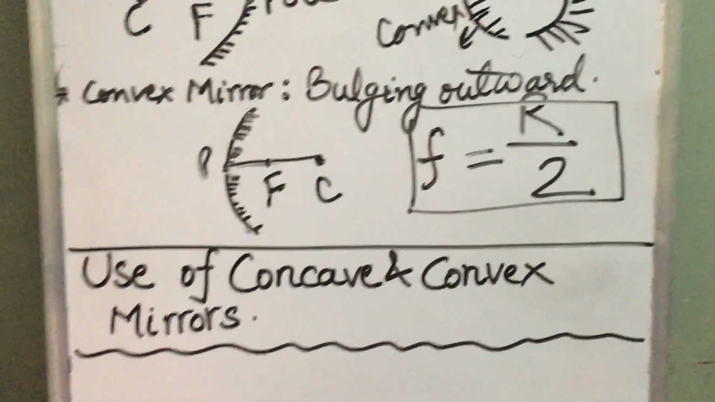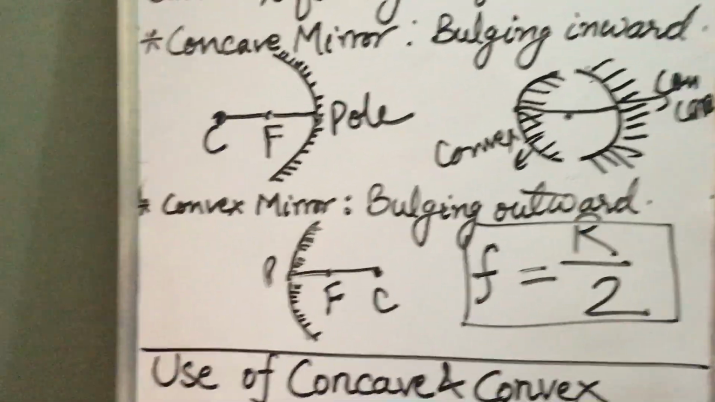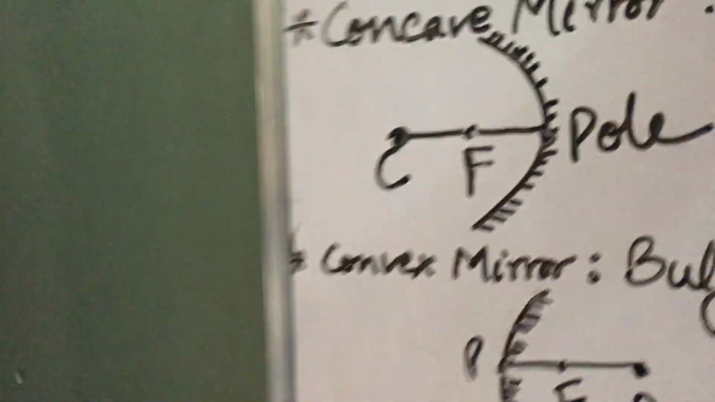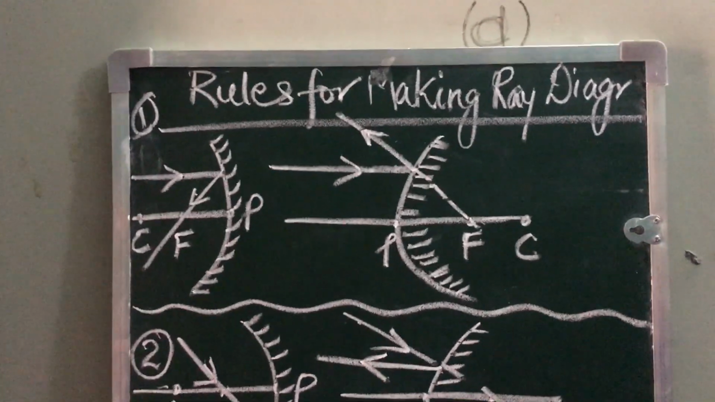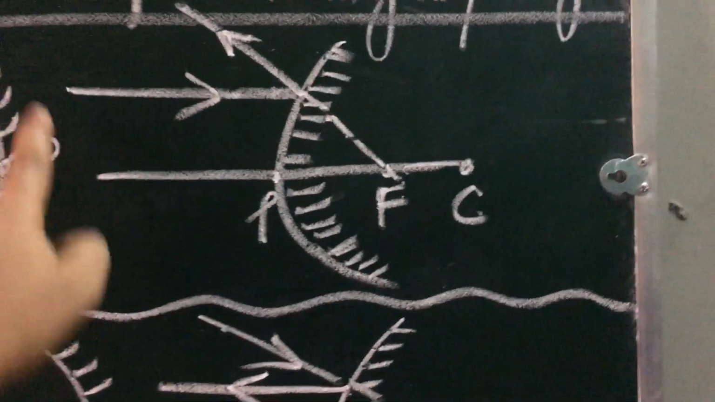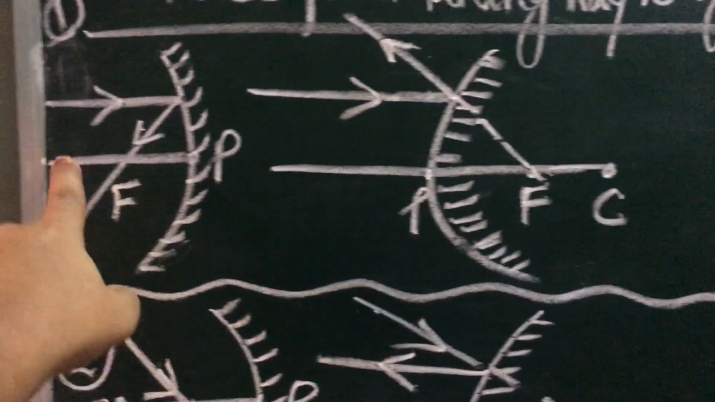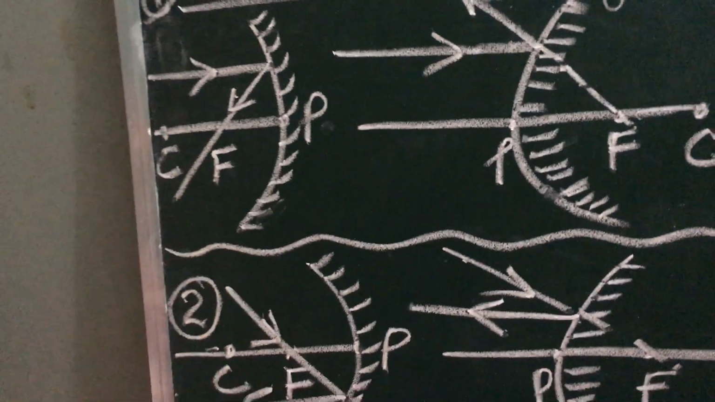Just read the paragraph and you will get to know how they are used in banks and ATMs. Now, children, rules for making ray diagrams of spherical mirror. This I will explain to you. See, rules for making ray diagrams, which I have explained in the Zoom session as well. See, the first rule. What is the first rule? If it is a concave mirror, this is the convex mirror. If this is the principal axis, pole, focus and center of curvature, I have labeled everything.